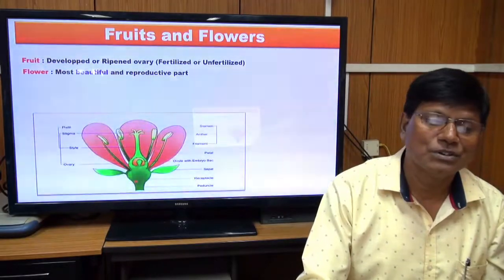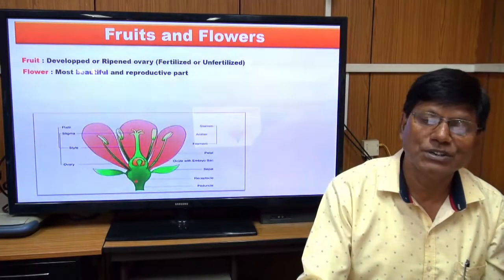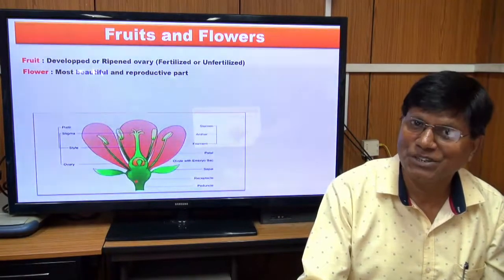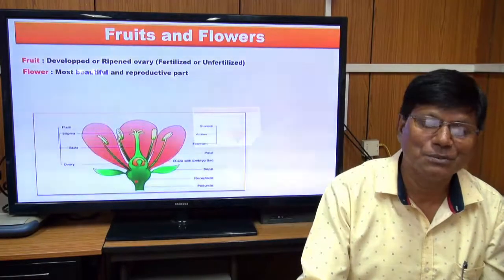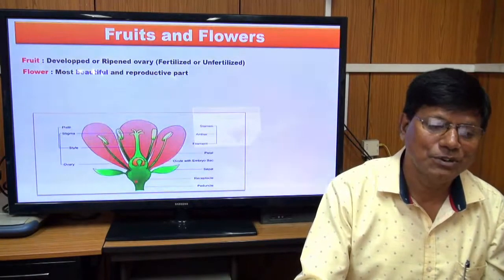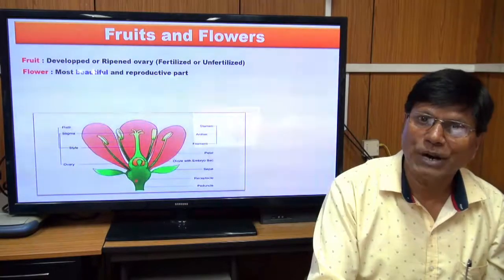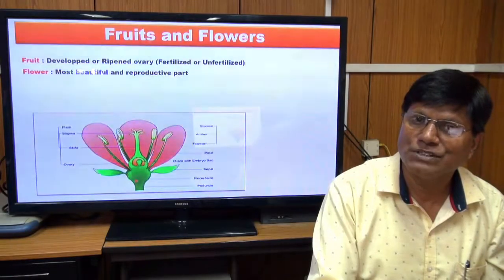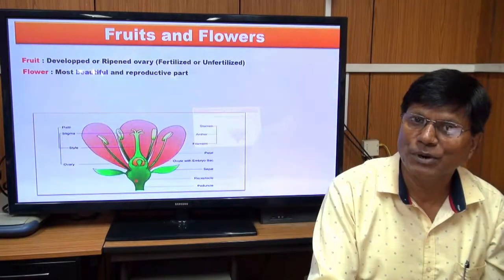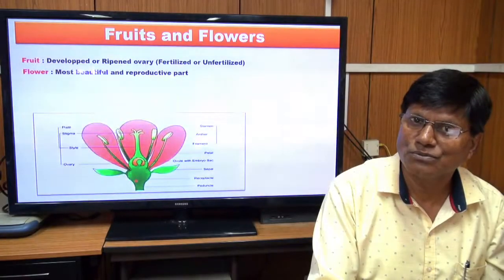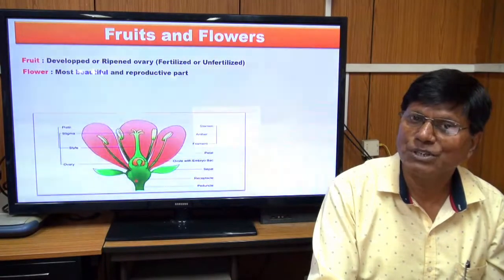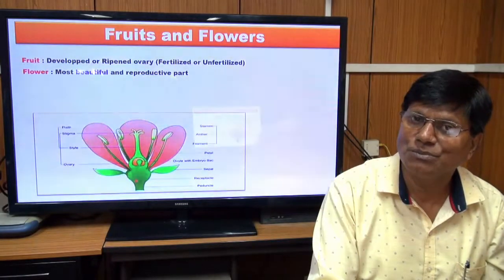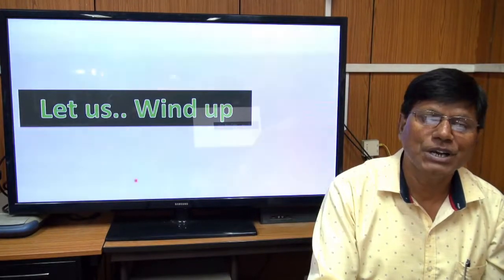So we will discuss later how fertilization happens, the combination of male and female gamete is called fertilization. How fertilization takes place in flower, in the next class we will discuss. So parts of flower, now it is clear. Flower is having four parts, grouped under two subgroups: protective part and reproductive part. Protective part is calyx and corolla. Reproductive part is androecium and gynoecium.